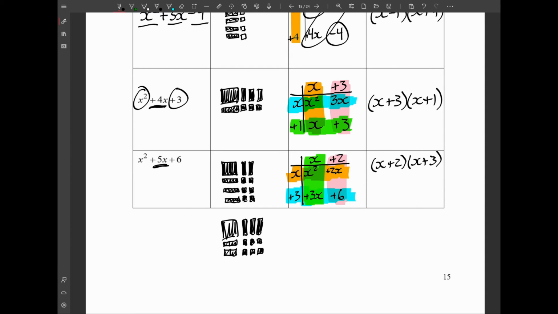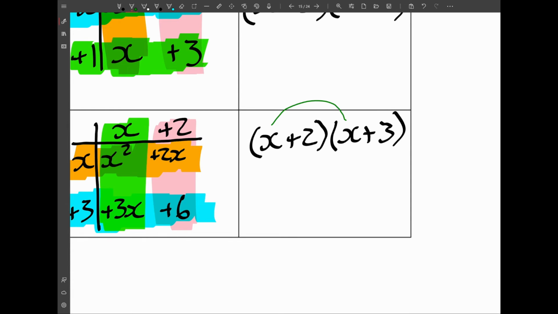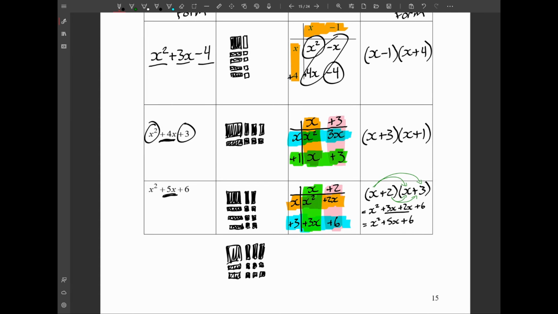And again, if we want to know we did it correctly, we can always check our work. x times x is x squared. x times 3 is plus 3x. 2 times x is 2x. And 2 times 3 is 6. Combine our like terms, and we get x squared plus 5x plus 6, which is what we wanted from the beginning.